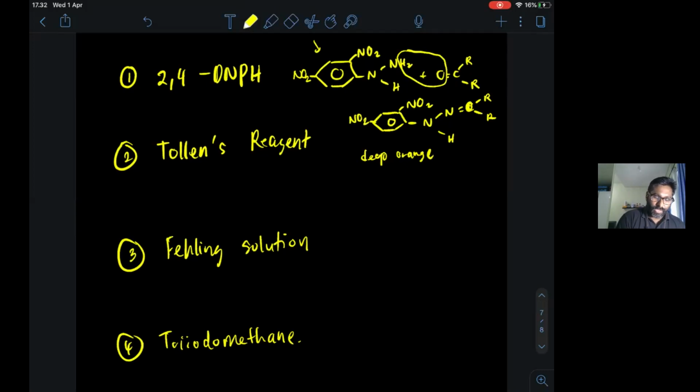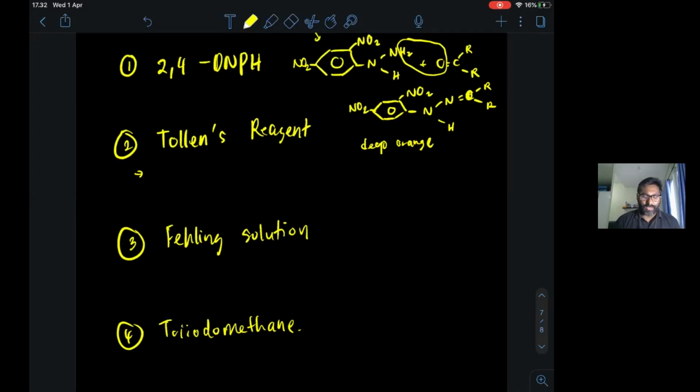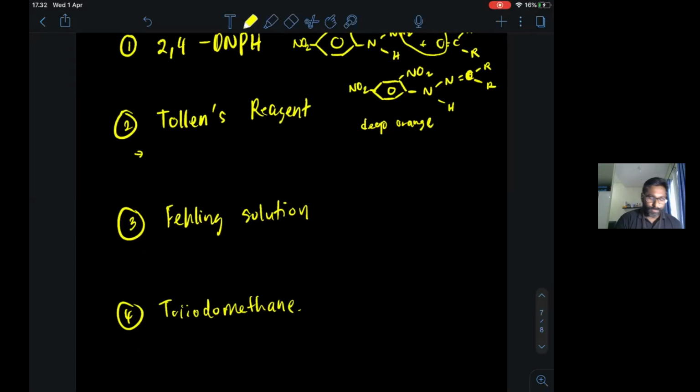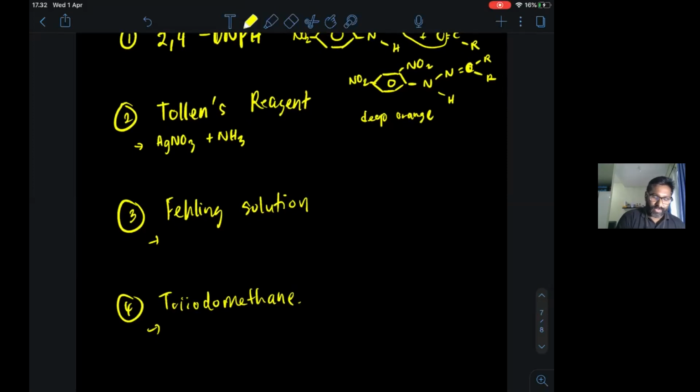Now, Tollens' reagent. Hansen, can you tell me what Tollens' reagent is made of? What are the reagents? Silver nitrate, yes, silver nitrate in ammonia. What happens here is that Ag+ is changing into Ag, so you will get the silver mirror effect. This one is suitable for aldehyde only. For 2,4-DNPH, it's both aldehyde and ketone.